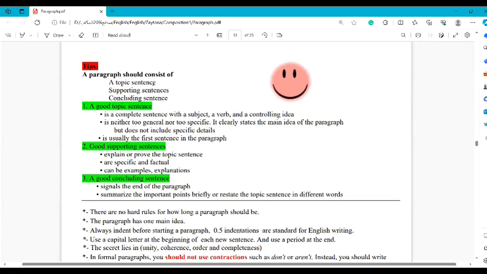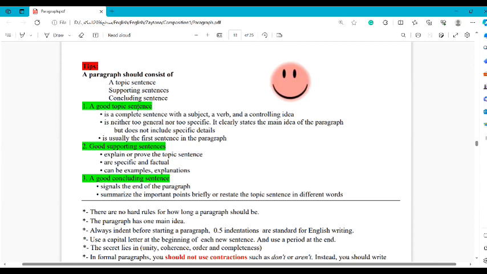A paragraph should consist of a topic sentence, which is the most important sentence in your whole paragraph. After that, we have supporting sentences. What do they support? They support the topic sentence. They return to the main idea, which is in the topic sentence. After the supporting sentences, which we can call the body, we have a concluding sentence, like one sentence as a conclusion.